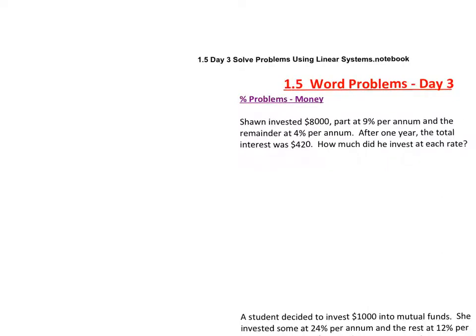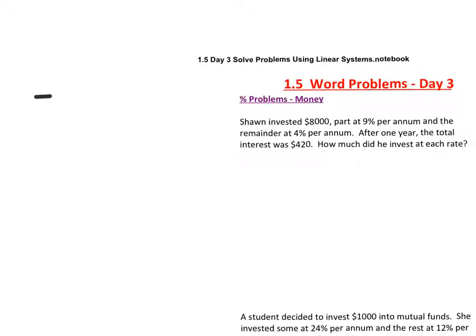Just going to be talking about word problems day 3, looking at percents and mixtures. So this is a little bit more challenging than the other day problems. So I'm going to show you a table method in order to really help you. So for example, Sean invested $8,000, part at 9% per annum and the remainder at 4% per annum. And after 1 year, the total interest was $420.